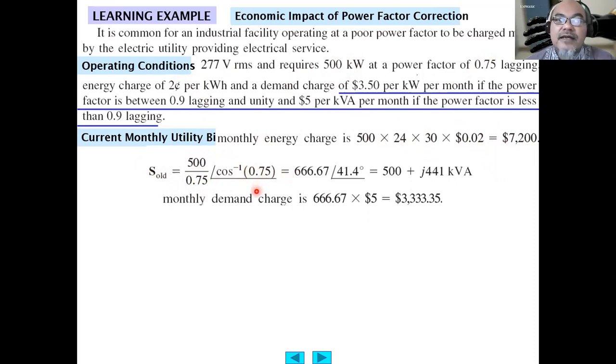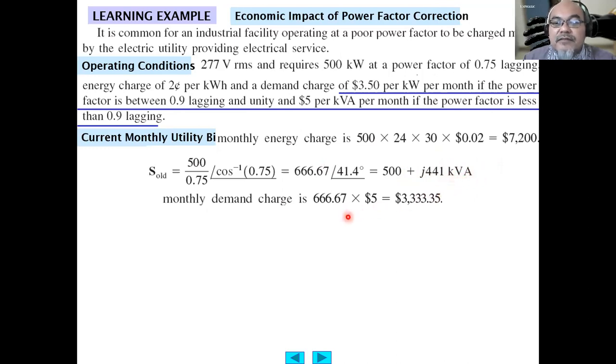This is because this times this cosine lagging factor is the actual power. So the magnitude of the complex power is 666.67 kilovolt ampere with a phase angle of arc cosine 0.75, or 41.4 degrees. So this is quite a low power factor. This equals in complex format 500, the active power, plus j441 kilovolt ampere. So here we see that the reactive power is quite high, at 441 kilovolt ampere.